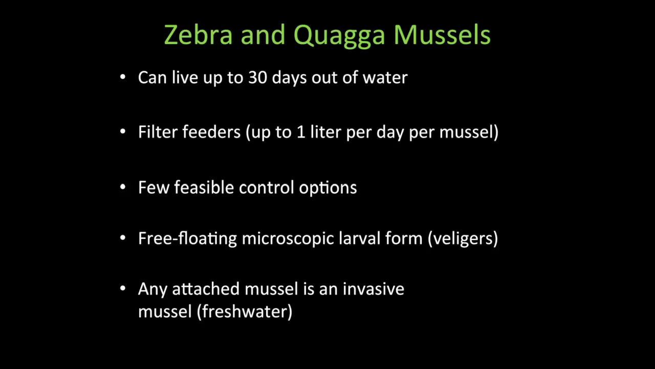So the basic rule is any attached mussel is an invasive mussel in Alberta. You'll get marine mussels that attach, and don't panic if you go to BC and you see things that are attached, but any attached mussel in Alberta. So if you're taking out your dock right now and you have something growing on your dock, you probably want to call us and let us know because that could be a problem.